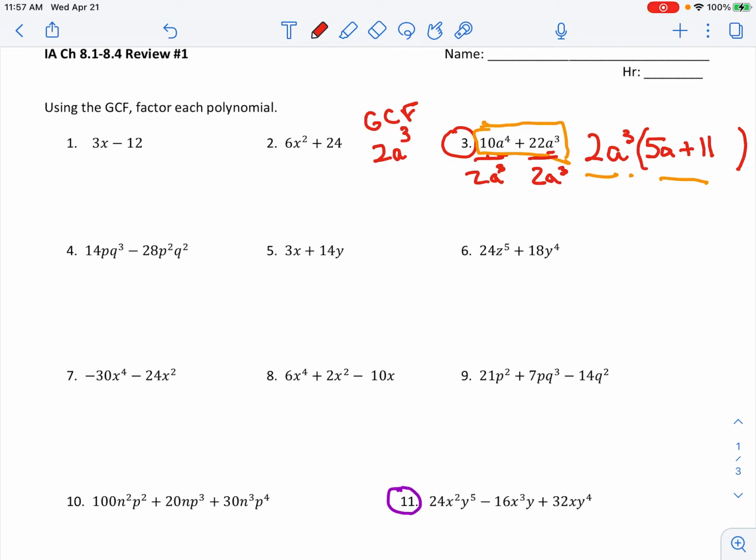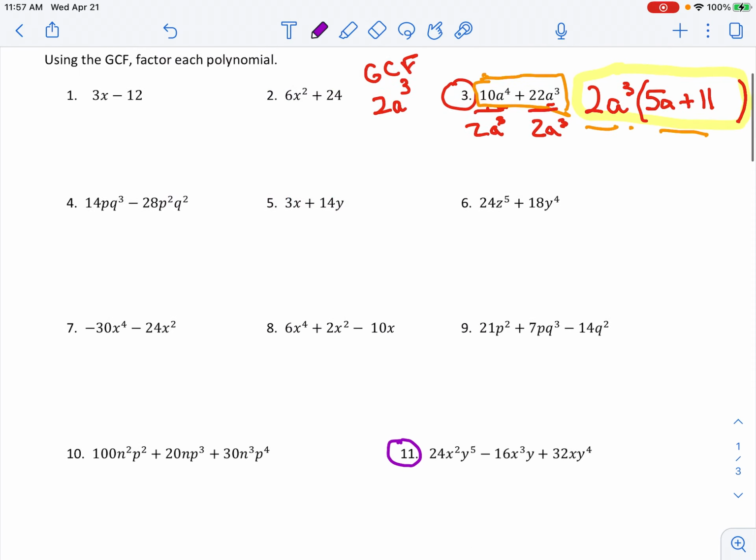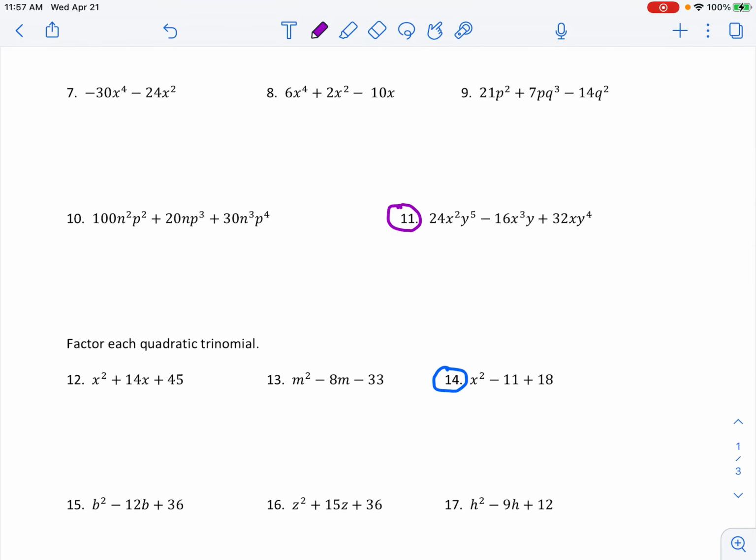So when I multiply 2a to the 3rd, the greatest common factor, times the remaining factor, 5a plus 11, that would equal the product. So this is my answer. Every single time we factor, we always look for a greatest common factor first. So let's go down to number 11. We are still looking for a greatest common factor.